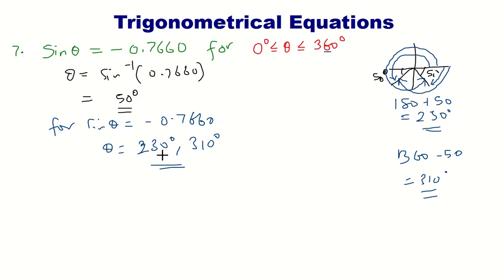If you wanted negative values, still we would use a calculator. We would subtract from these. You subtract 230 minus 360, it will give you negative 130. Then you get 310 minus 360, you will get negative 50, which we already got by using these quadrants here. All right.